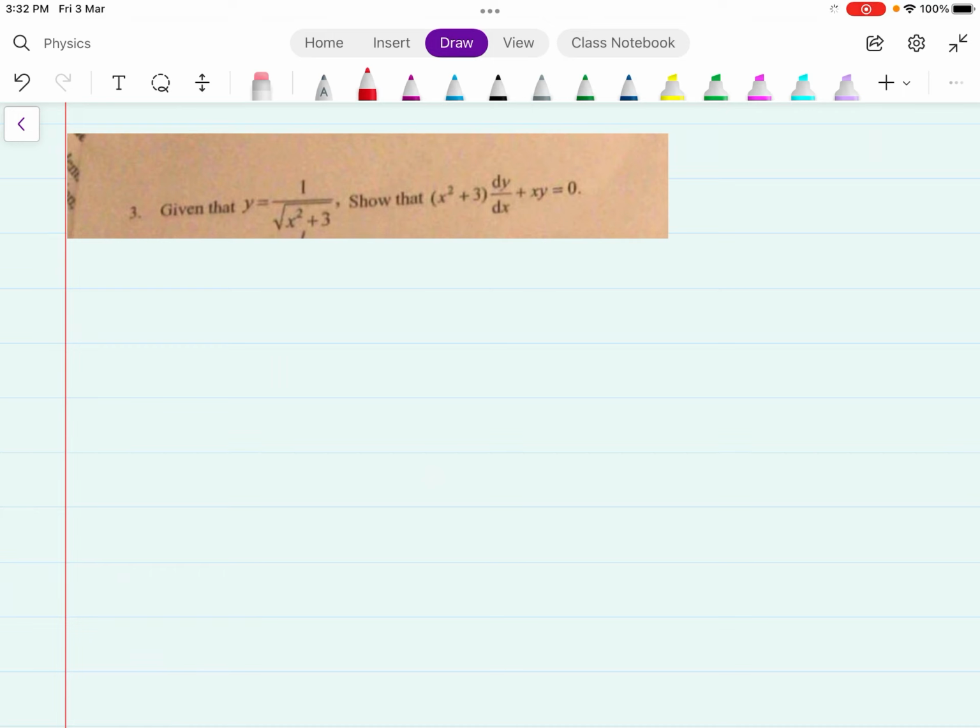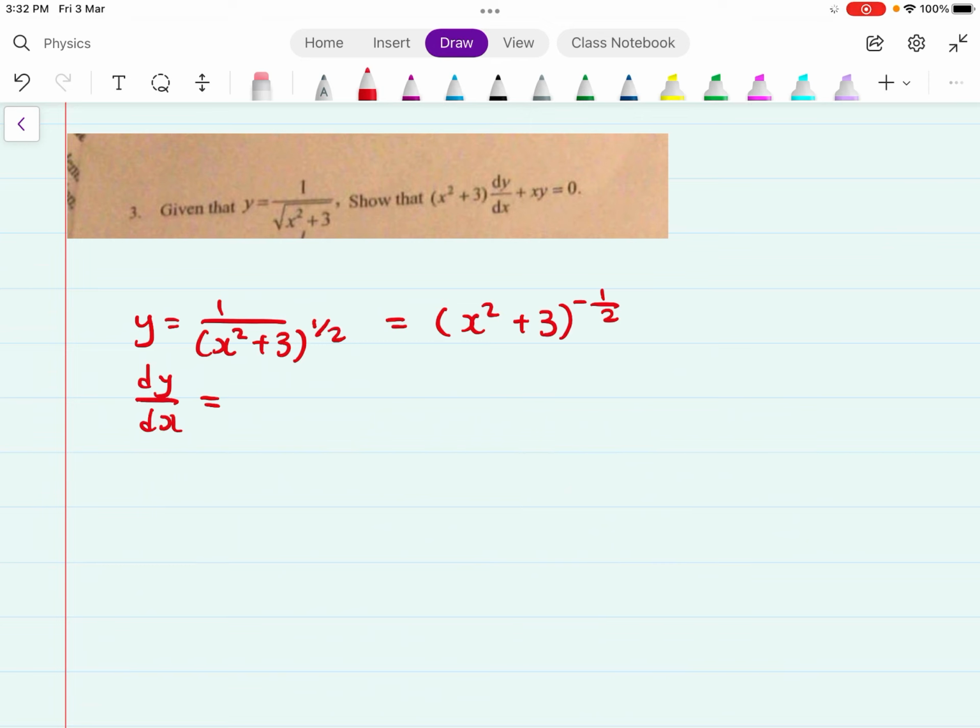So for example, if I have y equals 1 over (x squared plus 3) to the power of half, I want to make it into non-fraction form. I simply put (x squared plus 3) to the power of negative half. Then after that, you just differentiate. dy/dx is equal to, so now the power you bring down, negative half. Then after that, (x squared plus 3) to the power of negative 3 over 2.